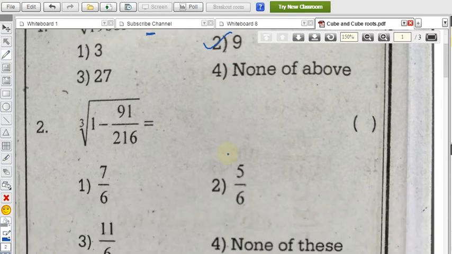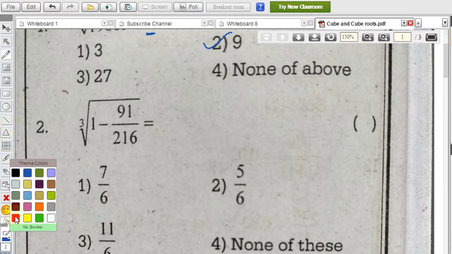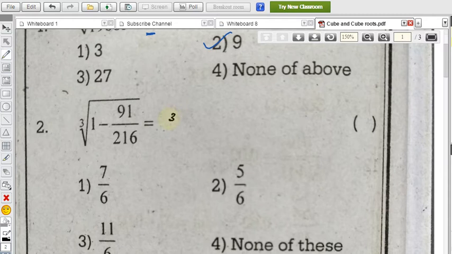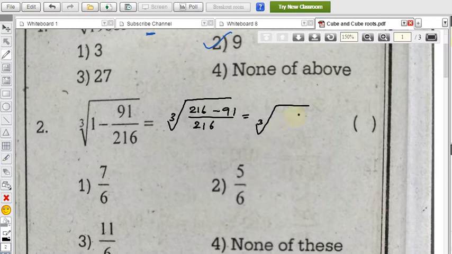Next one, cube root of 1 minus 91 by 216. Just simplification here. If you do the LCM, 216 minus 91, that is 125 by 216. The formula is to split it: cube root of 125 by cube root of 216. Cube root of 125 is 5 because 5 cube, cube root of 216 is 6 because 6 cube. So 5 by 6.